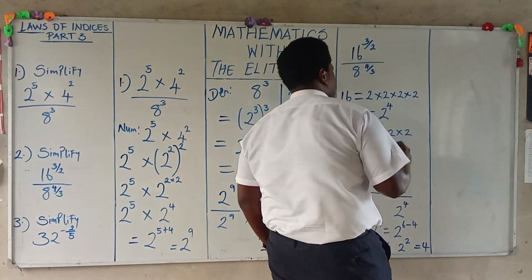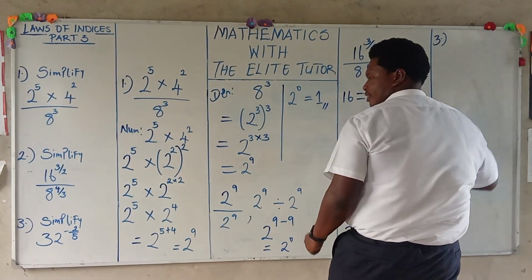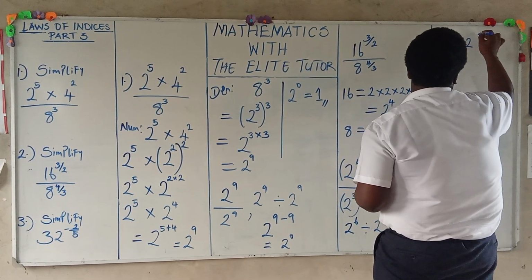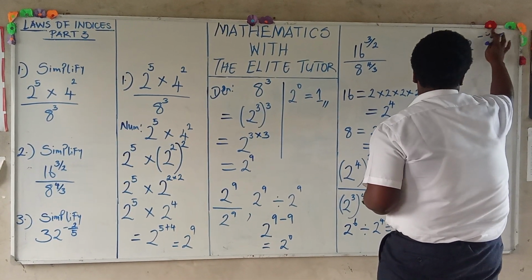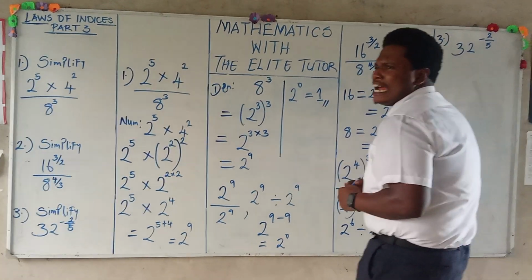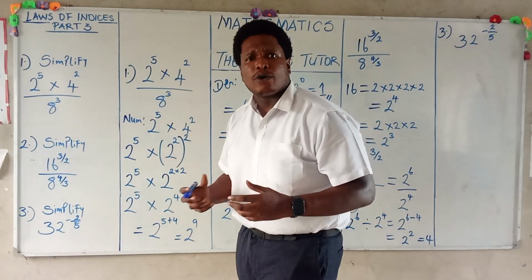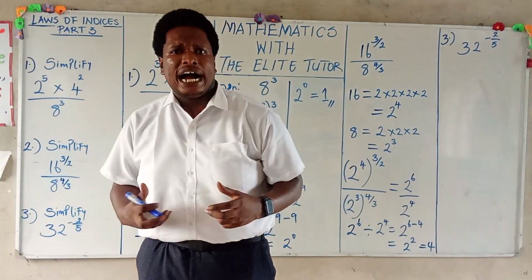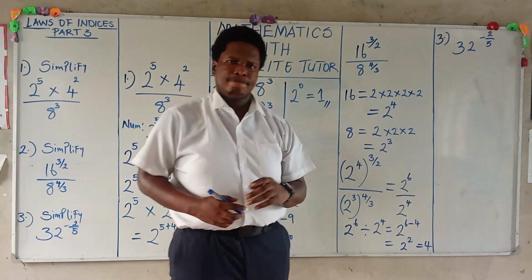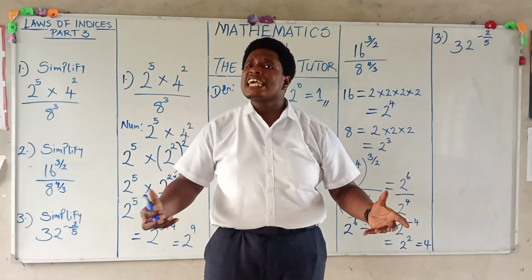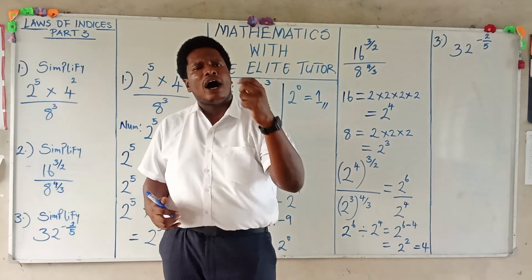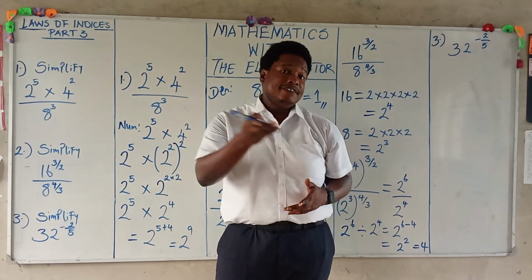Alright, so we are going to be solving the last question, which is question 3. We are asked to simplify 32 raised to the power 2 over 5, with a negative power. Looking at this question, this is a question on what? Negative power. Now, the law of negative power tells us that if we want to cancel out that negative power, all we need to do is say 1 divided by the item there.